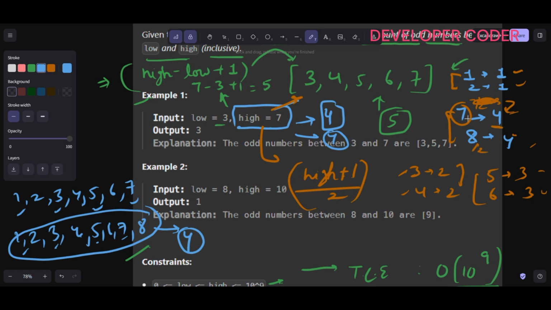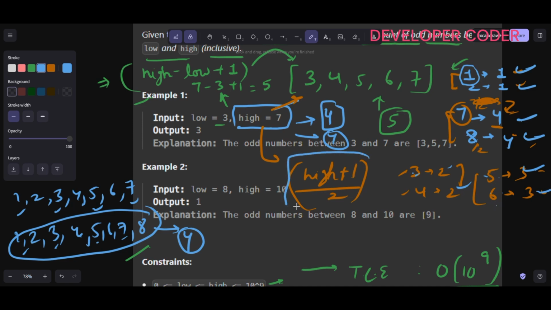Okay, let me prove it. 1 plus 1 divided by 2 is 1. 2 plus 1 divided by 2 is 1. 7 plus 1 is 8, 8 divided by 2 is 4. 8 plus 1 is 9, 9 divided by 2 is 4. 3 plus 1 divided by 2 is 2 only. 4 plus 1 is 5, 5 divided by 2 is 2 only. 5 plus 1 is 6, 6 divided by 2 is 3 only. 6 plus 1 divided by 2 is 3 only, right?